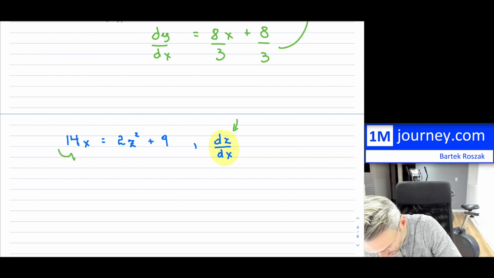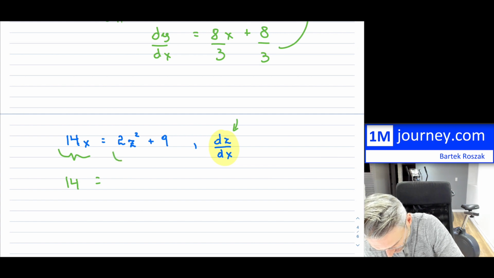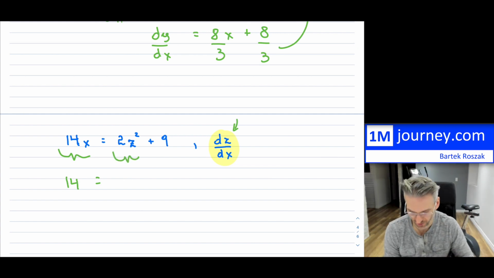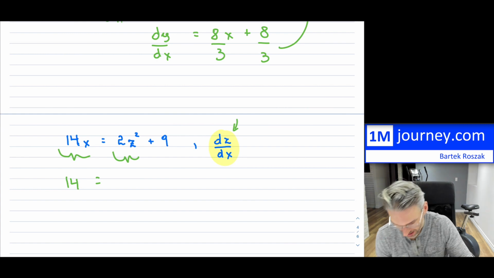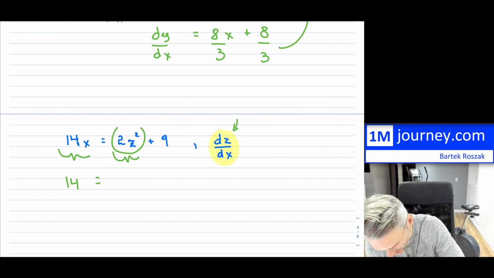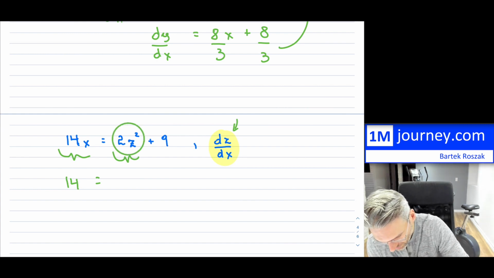So differentiate this with respect to x, that's 14. Okay, differentiate this with respect to x. That means I have to first differentiate the variable itself with respect to itself, so with respect to z. So the derivative of this with respect to z would have been 4z.